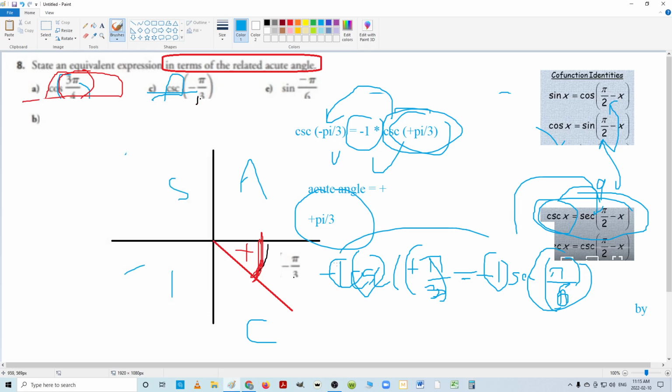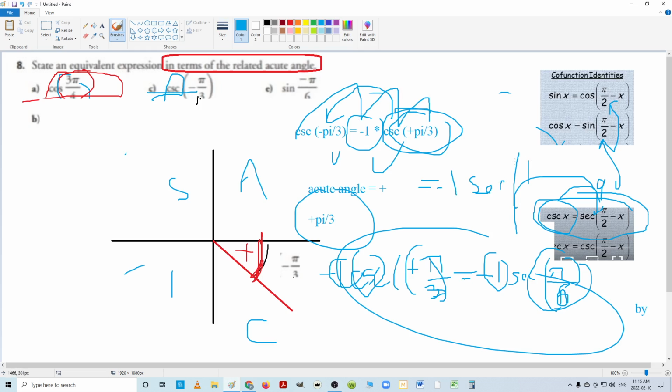So I found another equivalent, which means cosecant of -pi/3 is the same as -1 times cosecant of pi/3, which is the same as -1 times the secant of pi/6. And since pi/6 is an acute angle and this is an acute angle, we have answered this question using acute angles.